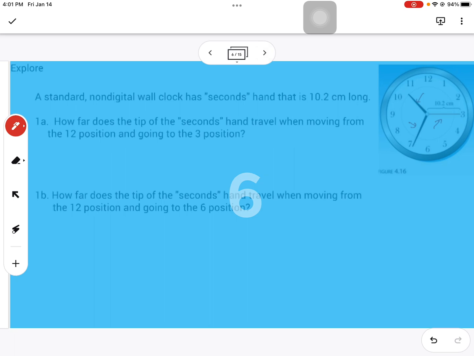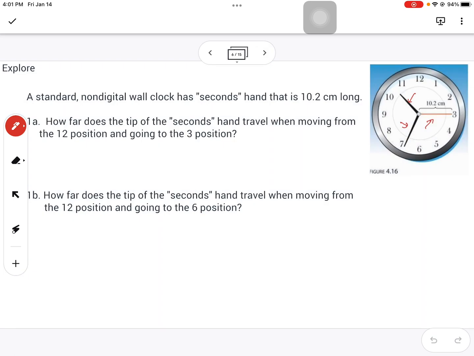All right, let's look at our problem. We're going to talk about a clock. So we have a standard non-digital wall clock. A standard non-digital wall clock has an hour hand, that's the small hand, a minute hand, that's the middle-sized hand, and the second hand, which is the longest hand. And how it works is the second hand spins around the clock, measuring seconds.